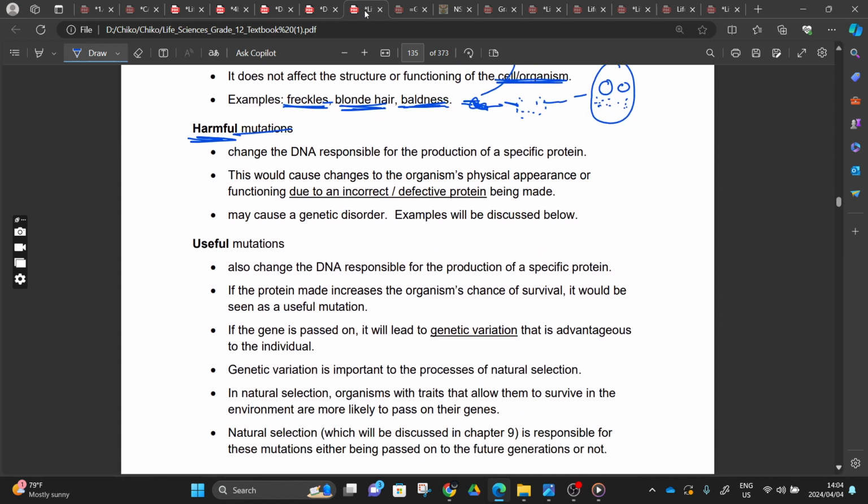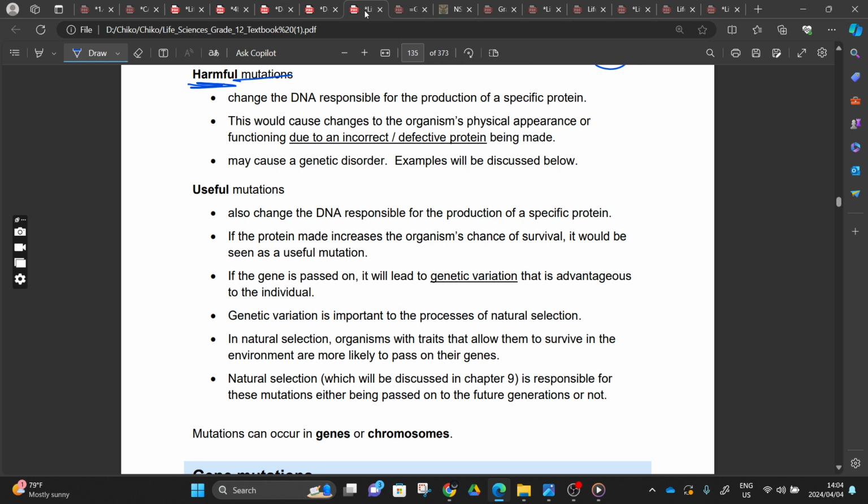Then from there we move to harmful mutation. Harmful mutations change the DNA responsible for the production of a specific protein. As I was saying, when we go to the gene and change that DNA, we are going to cause a harmful mutation. Why? Because the protein that is going to be produced could cause changes to the organism's physical appearance or functioning, due to an incomplete or defective protein being made.